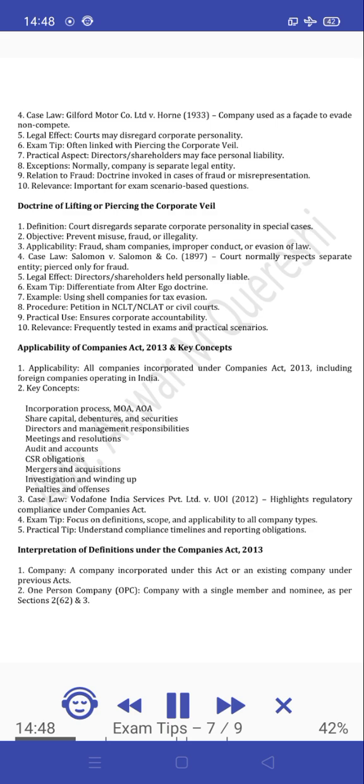Doctrine of lifting or piercing the corporate veil. 1. Definition. Court disregards separate corporate personality in special cases. 2. Objective. Prevent misuse, fraud, or illegality. 3. Applicability. Fraud, sham companies, improper conduct, or evasion of law.